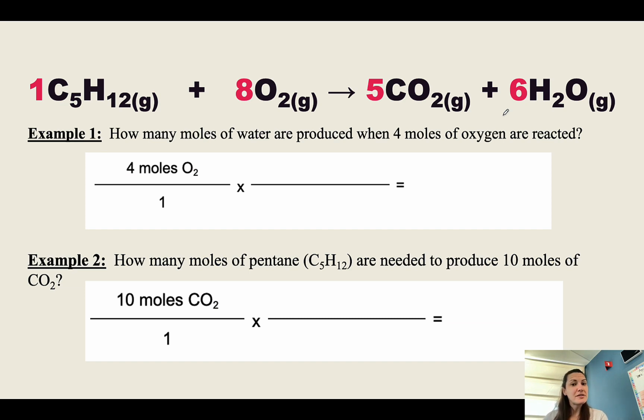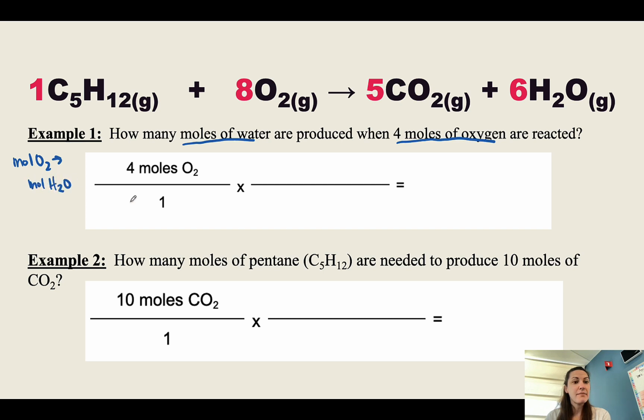So let's do some examples together. For example 1, it says how many moles of water are produced when 4 moles of oxygen are reacted. So we start out with our given information, 4 moles of oxygen, and what we're looking to do is go from moles of oxygen to moles of water.